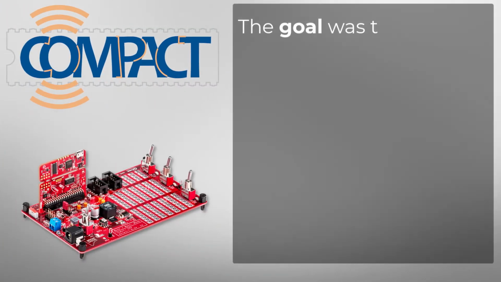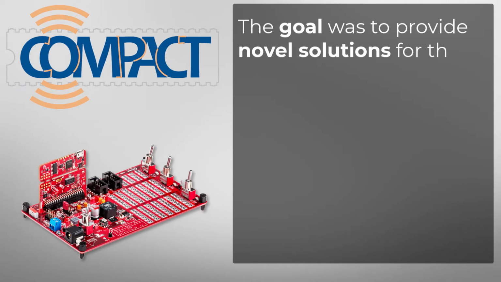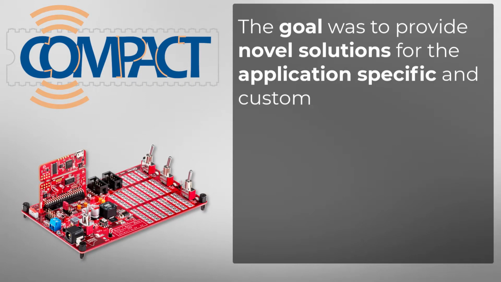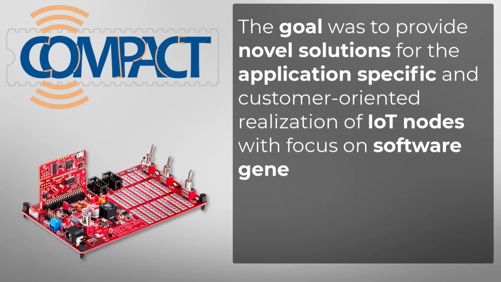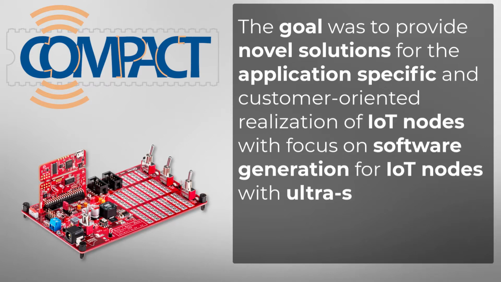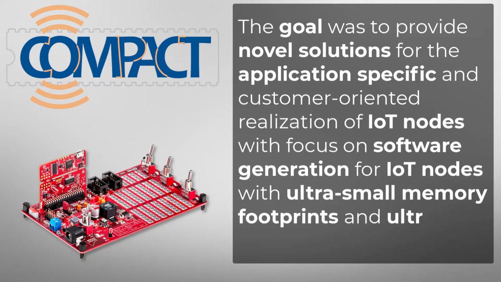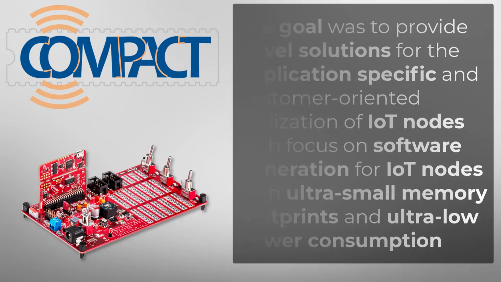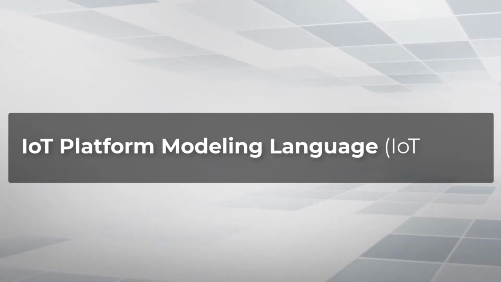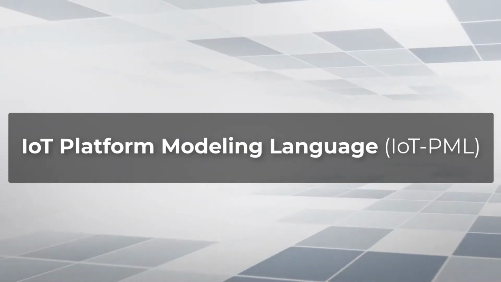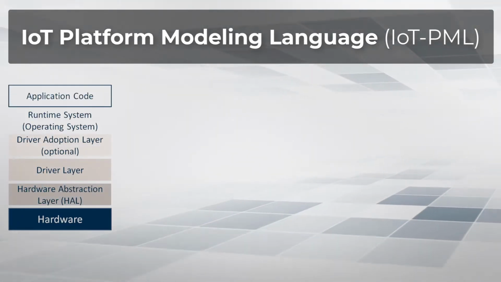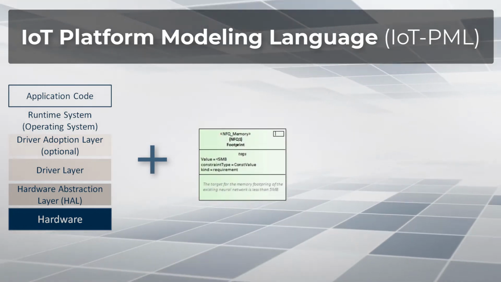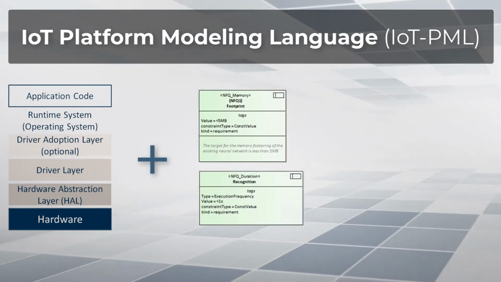Compact Project's goal was to provide novel solutions for the application-specific and customer-oriented realization of IoT nodes, with focus on software generation for IoT nodes with ultra-small memory footprints and ultra-low power consumption. This goal was enabled by the new IoT Platform Modelling Language, shortly IoT PML, that captures the IoT hardware, software stack, and non-functional requirements as well as functional properties.